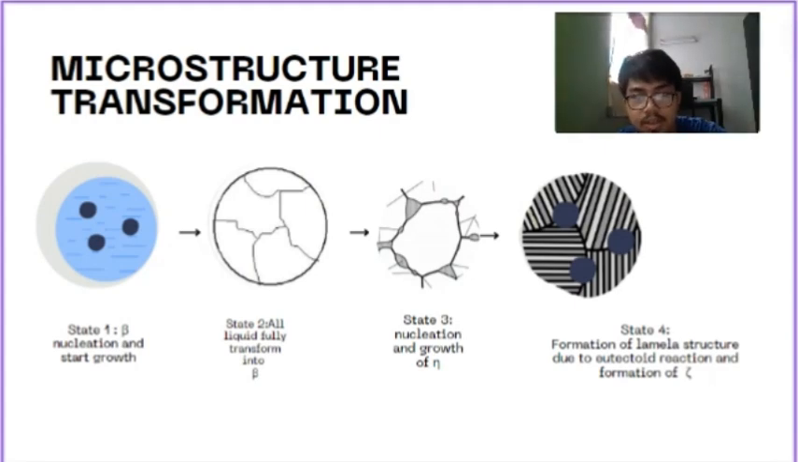So for analysis at 35.5% aluminum alloy, we can see there are 4 main points. For the first state, the beta will start nucleation and continue to grow as time passes by. At state 2, all the liquid will fully solidify into beta and form a single phase solid, which is beta. At state 3, we can see nucleation and growth of N. And finally, at state 4, after it reaches the eutectoid temperature, we can see the start of formation of lamellar structure, which will continue to grow until it fully becomes lamellar structure.